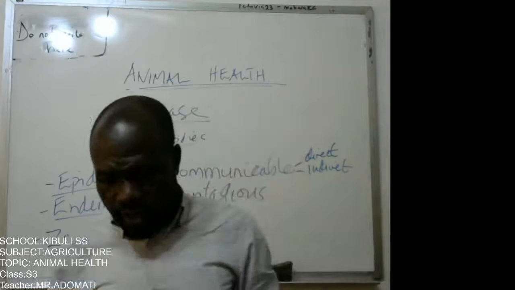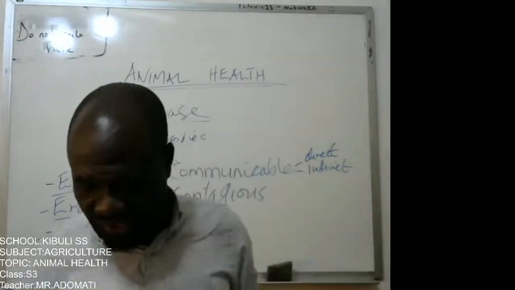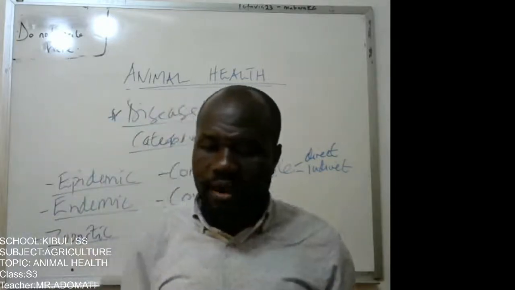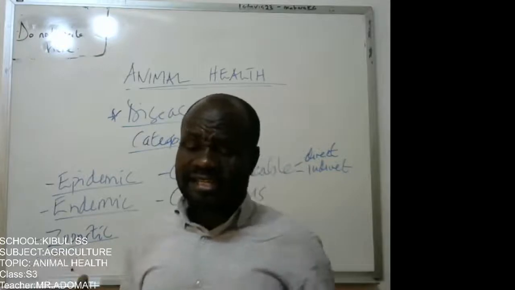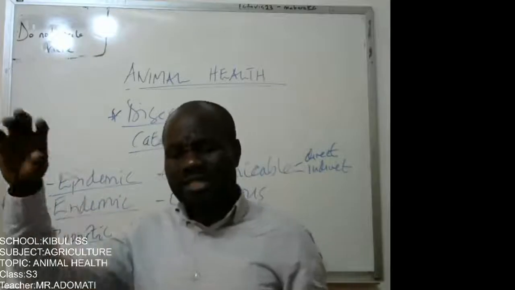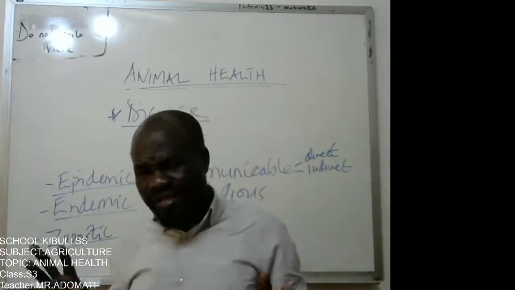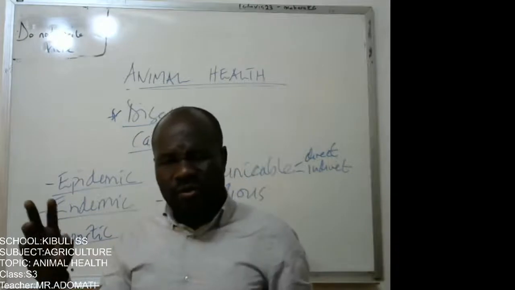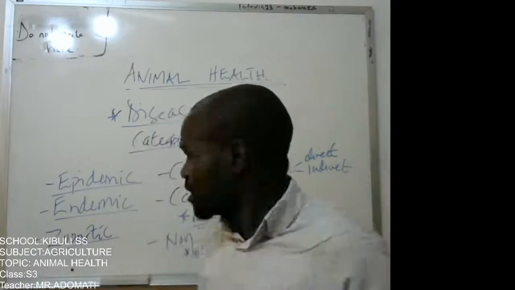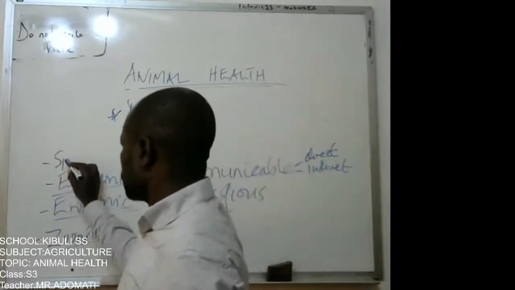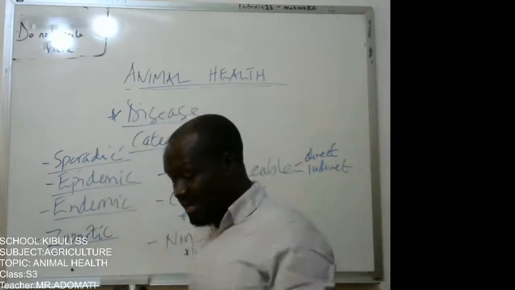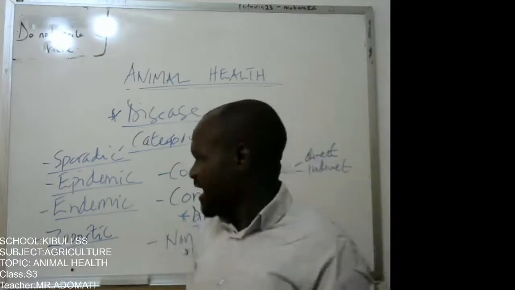Then we have what we call sporadic diseases. I think that is our last one. Sporadic diseases are diseases that appear at rare times and in isolated places. Just once in a while, in a few areas here and there. Such diseases, we call them sporadic diseases. They appear once in a while in isolated areas.